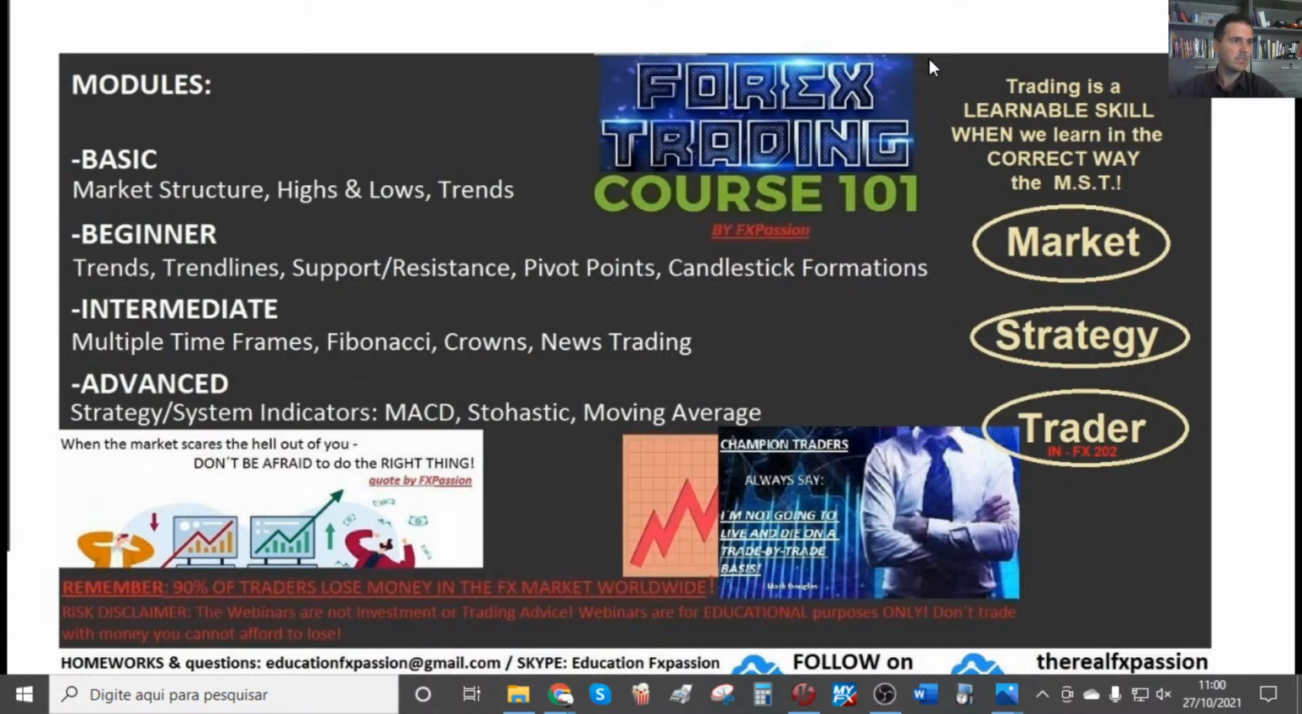Remember, everybody, trading is a learnable skill when we learn in the correct way the three pillars, right? M stands for the market, S stands for the strategy, and the big one, T stands for the trader.